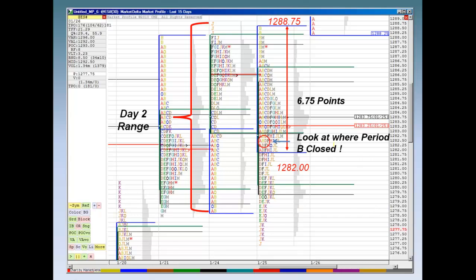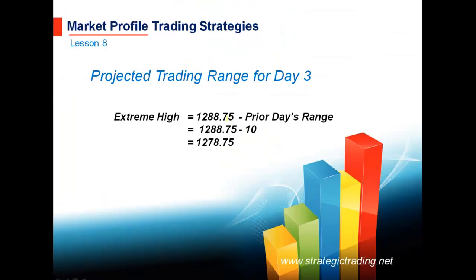Now, let's take a look at where the B period closed, because that's our clue that helps us in identifying which end is the extreme that's likely to hold. And again, it closed towards the low of the initial balance, telling us that now we're moving in a lower or downward direction rather than upwards. All right, so let's now continue with our projection.